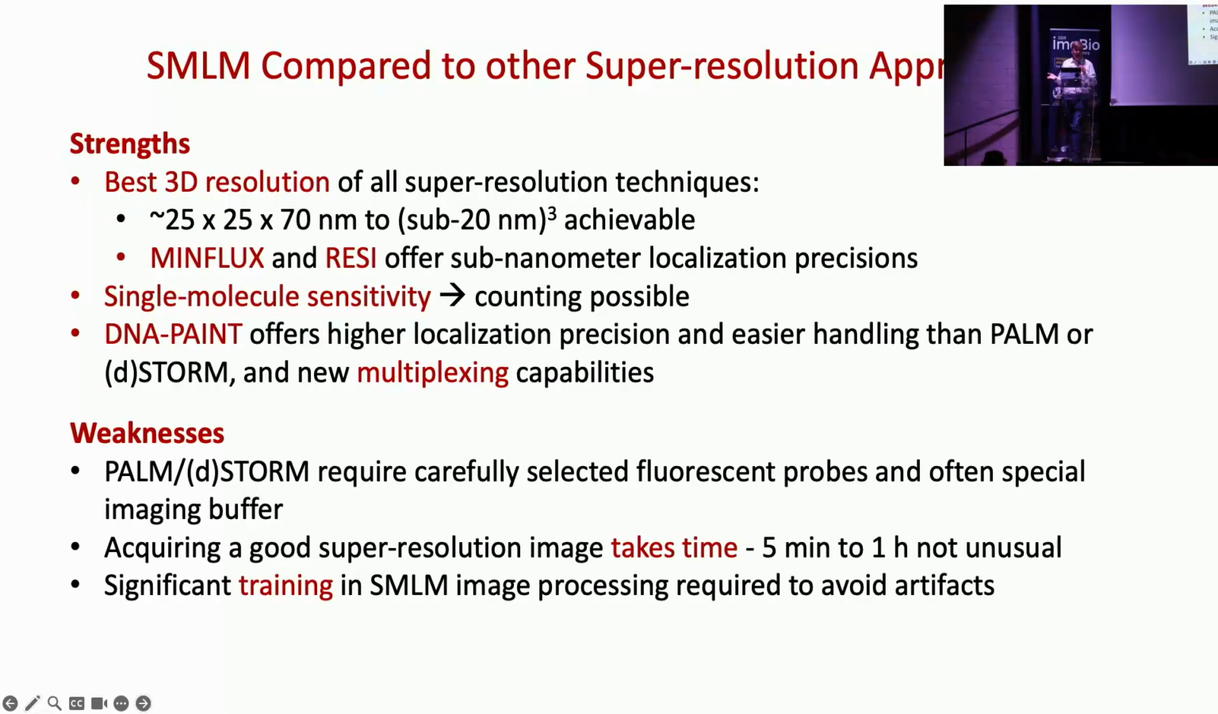It's also not super fast. So if people ask, can I do fast live cell imaging? It comes at severe compromises. I would say a typical recording time is in the order of 5 minutes to an hour. So you need a stationary sample.